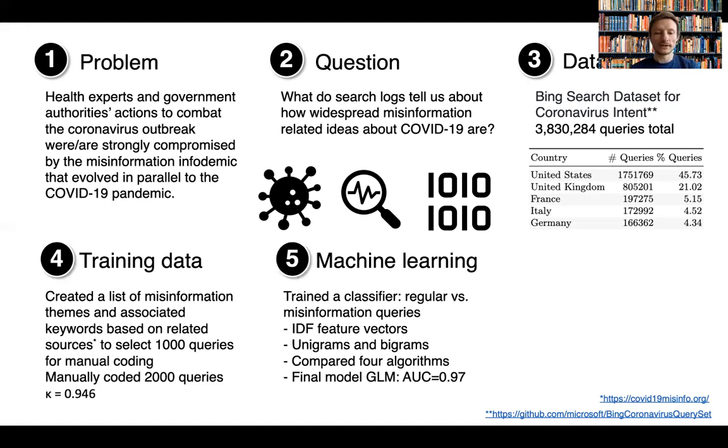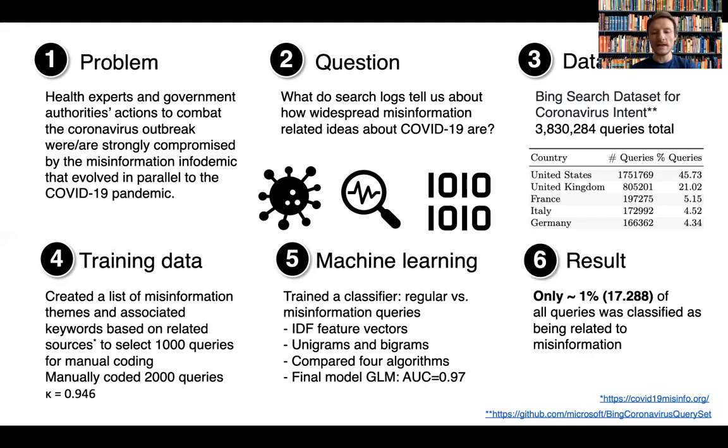Then we trained a machine learning classifier to distinguish, based on the training data, between regular and misinformation queries. We had TF-IDF feature vectors. We used both unigrams and bigrams. We compared 4 algorithms, and the final model was actually a logistic model that was best. And it turns out that only 1% of all those queries were classified as misinformation related queries.